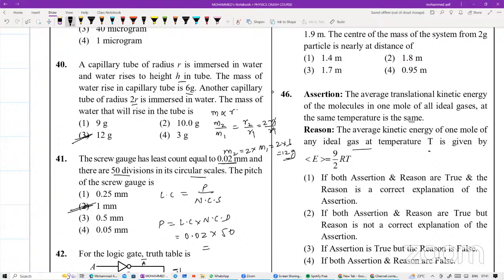First one, the average translational kinetic energy of the molecules in 1 mole of all ideal gases at the same temperature is the same. That's true, isn't it? Assertion is true, but reason is false for this.